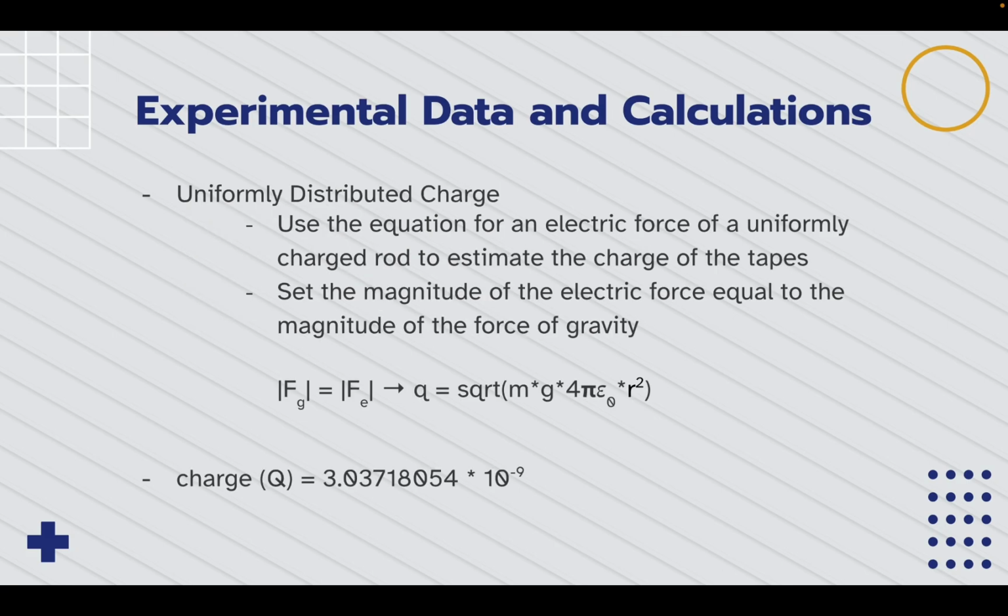Next, we calculate the charge of the tape. Since the tape has a uniformly distributed charge, we will use the equation for the electric force of a uniformly charged rod to estimate the charge of the tape. We will set the magnitude of the electric force equal to the magnitude of the force of gravity. By doing so, we are able to manipulate the equation and solve for Q, the charge of the tape. Below you can see the equation used. By plugging in our known values, we are able to solve for Q and get an estimated value of 3.04 times 10 to the negative 9.